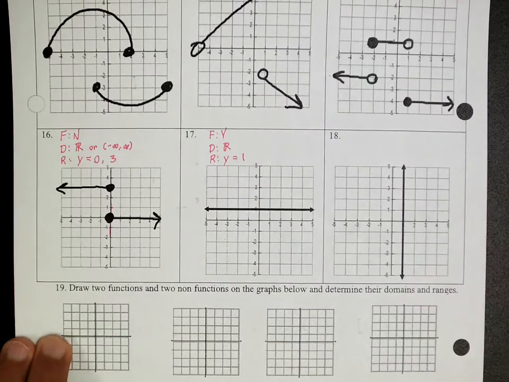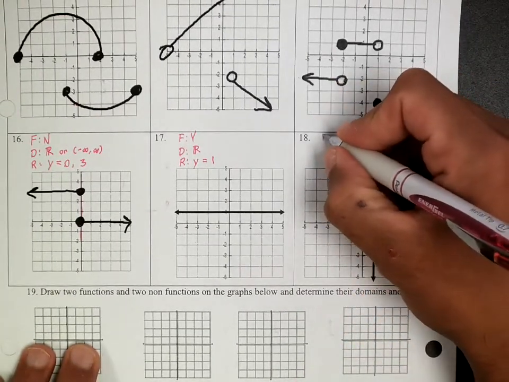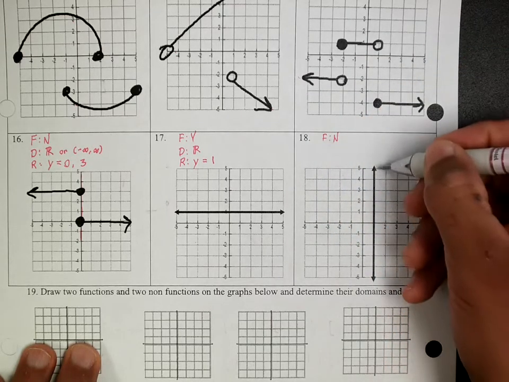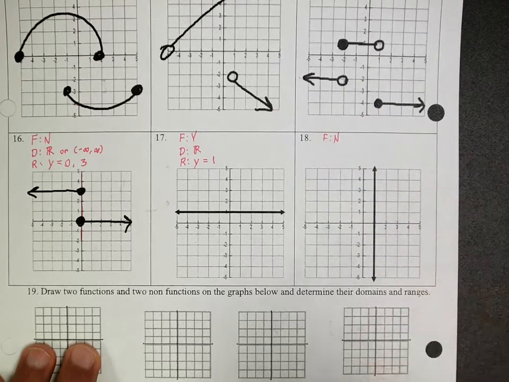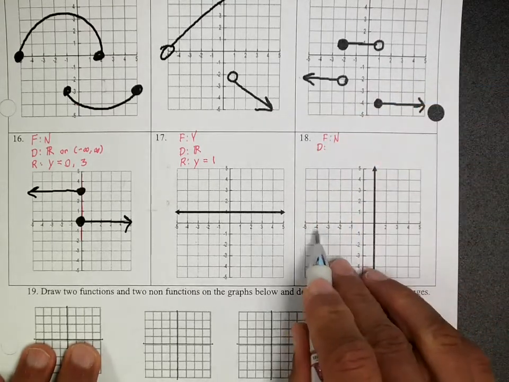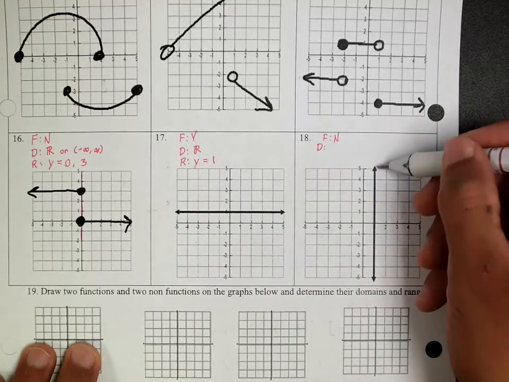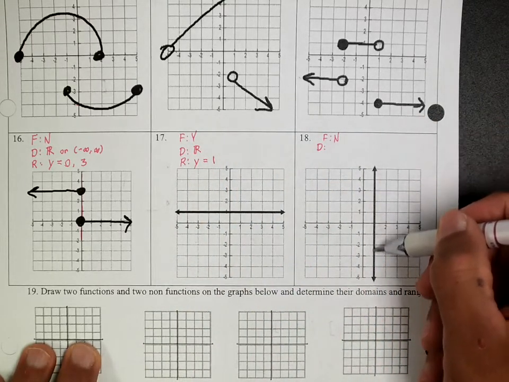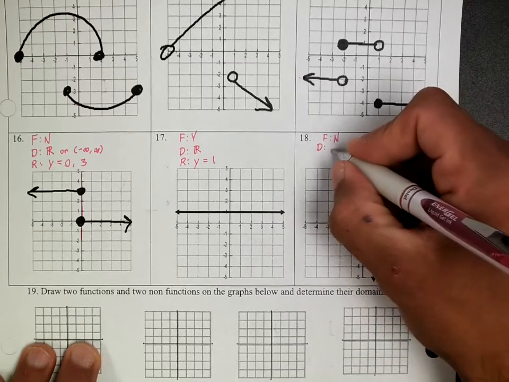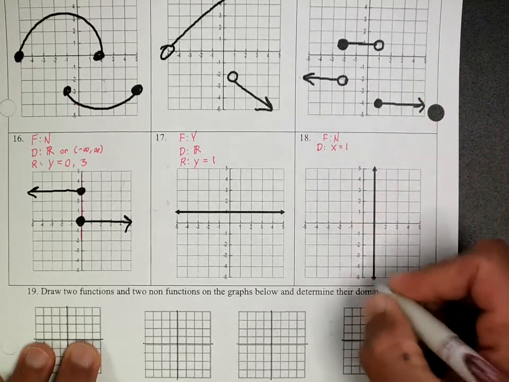All right. Now number 18, finally, the last one. Is this a function? That's a no, right? I mean, this is literally a vertical line. So if I were to draw a vertical line right on top of that, then that's not going to work. Domain. Notice that the domain, how far to the left, how far to the right do I go? The answer is it doesn't go any farther left than this line or farther right than this line. So therefore, you will write this as x is equal to 1. That's the equation of this line.